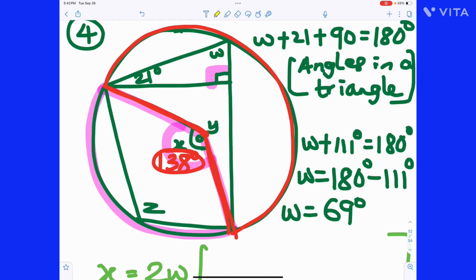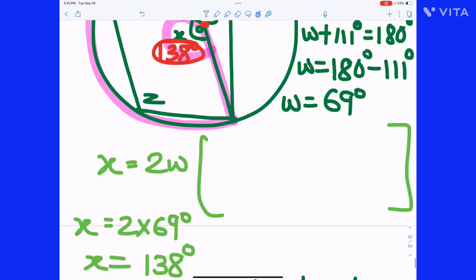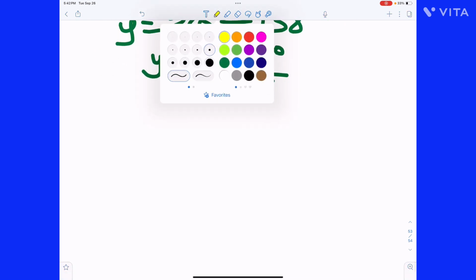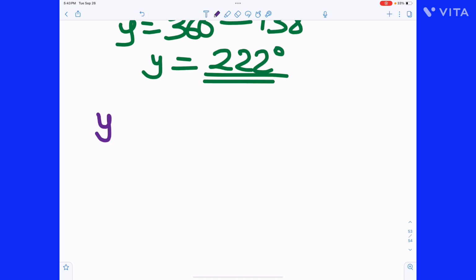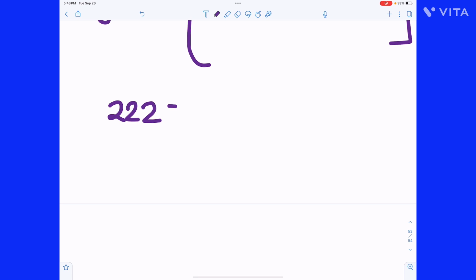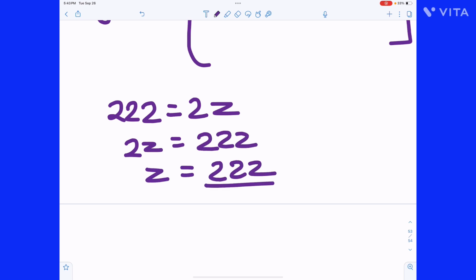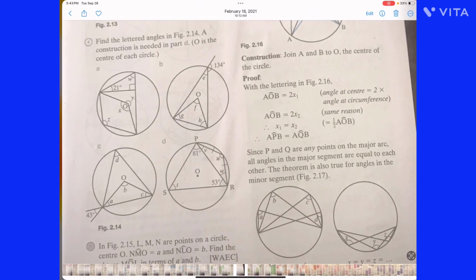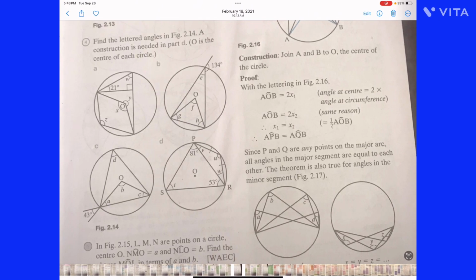That's what I'm trying to explain. Y is equal to what? 2Z. So look at it very well. Angle at center is twice angle at a point on the circumference. Your reason must always be there to score. If your reason is missing, you will not score. So 222 is 2Z. Z is 222 over 2. And Z is 111 degrees. That ends question 4a. Let's go to 4b.